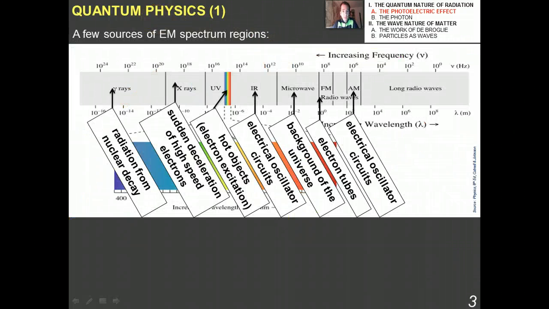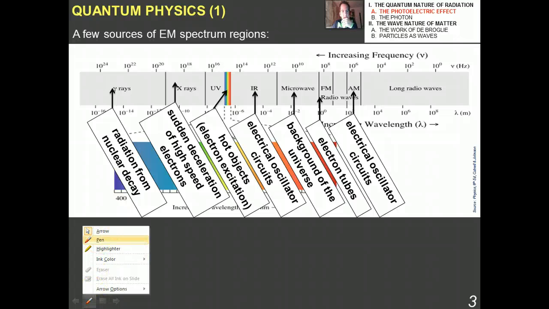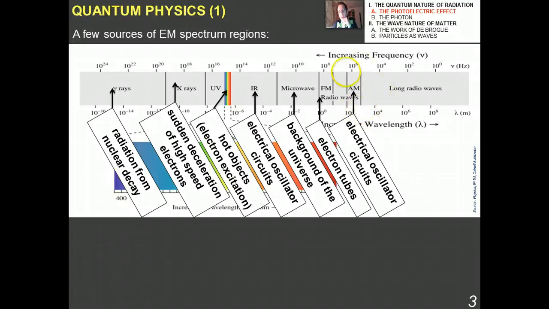A couple of sources of electromagnetic spectrum regions. This is kind of interesting to compare. Radio waves come from electrical oscillator circuits and electron tubes. We use radio waves to transmit information all the time. Microwave radiation, well, besides ovens, which is the obvious thing that might come to your mind, turns out that the background radiation of the universe emits electromagnetic radiation in this region. Infrared, which is what we feel as heat.